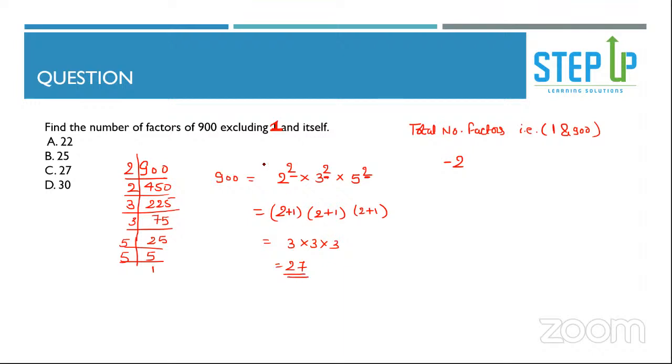But they are asking what? Excluding 1 and itself. So we need to subtract 2. And which 2 numbers are we subtracting? We are subtracting 1 and 900. So that's why the answer is 25. Yes, the answer is 25. Many of you got it? Good. Let's move on.